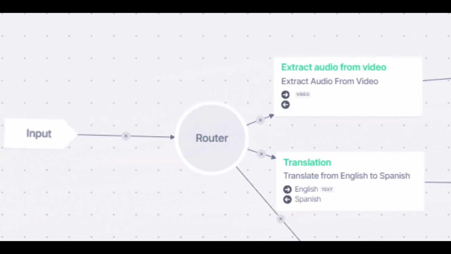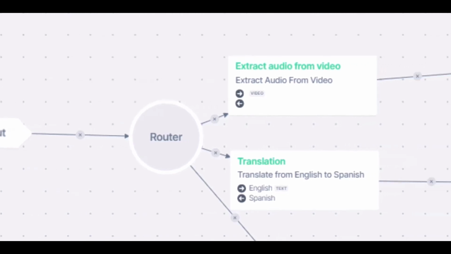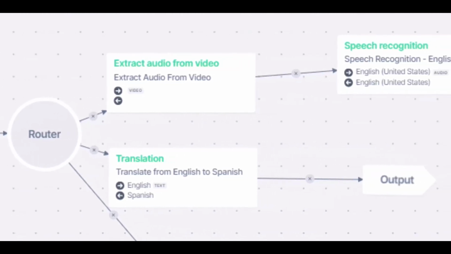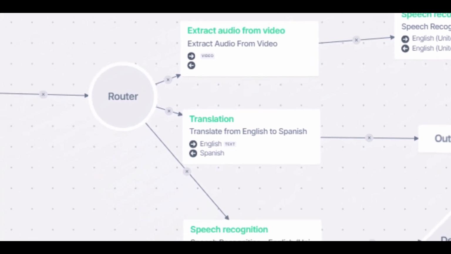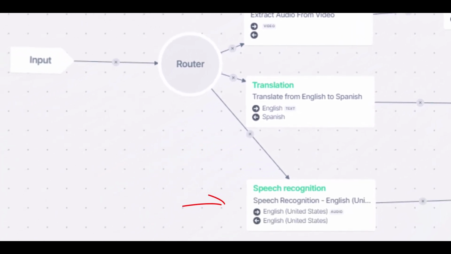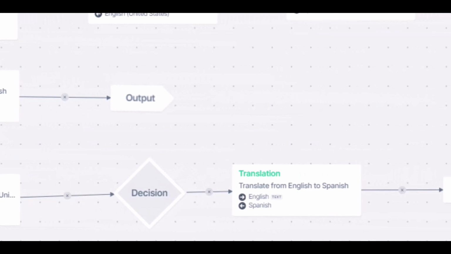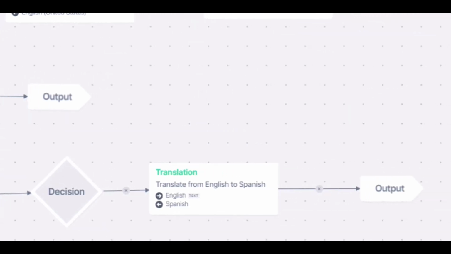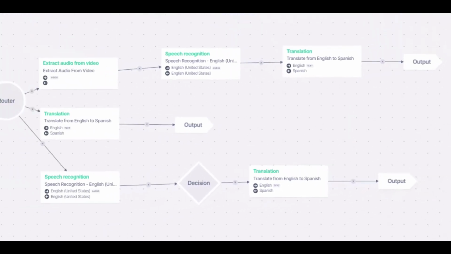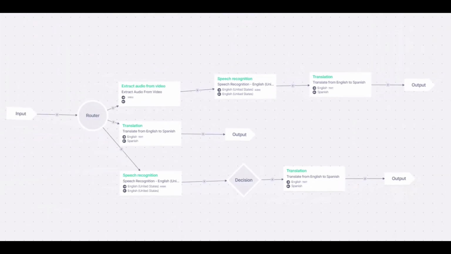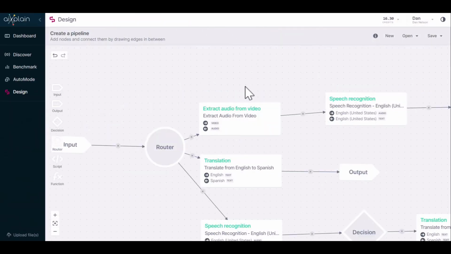If we receive a text format, then the router node forwards the text to the Spanish translation node, and then to the output. And lastly, if we receive audio, then the audio is forwarded to the decision node, and that decides the confidence of the audio accuracy. If it's greater than 80%, it translates from English to Spanish and then gives an output. Great, we've completed our pipeline.